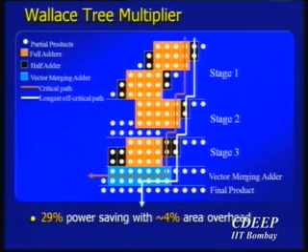Now, interestingly enough, in that Wallace tree multiplier, you actually have a merge adder at the end. So what you can really do is apply this technique to the merge adder. And if you apply it to the merge adder, you can get quite a bit of improvement. So not in the tree structure, but in the merge adder. And you get about 30% power savings with about 4% area overhead when you're applying it to that merge adder.